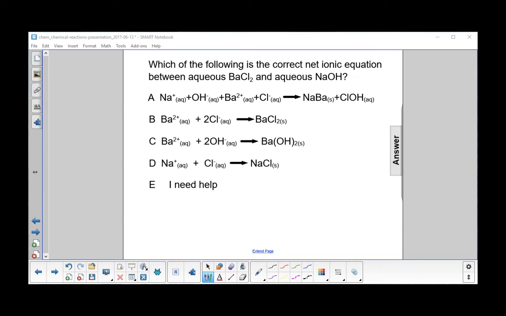Which of the following is the correct net ionic equation between aqueous barium chloride and aqueous sodium hydroxide? First thing we do is write a balanced molecular equation. So let's start with that.